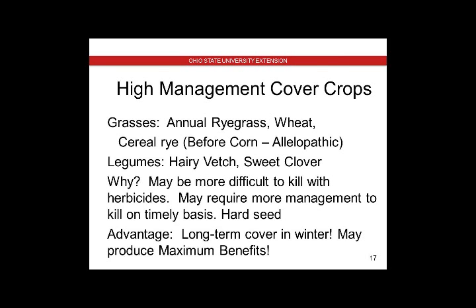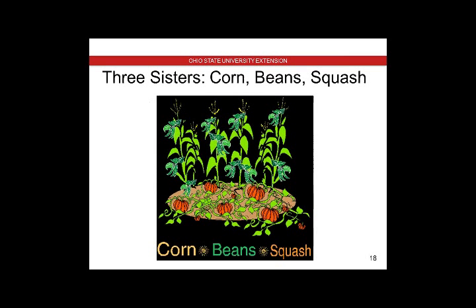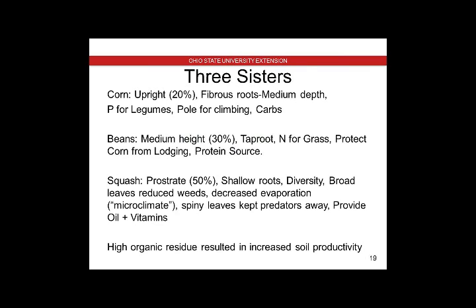Let's talk real briefly about the three sisters: corn, beans, and squash. This is what the Indians did. They used the corn. It was upright and had a fibrous root system for medium depth. It provided phosphorus for the legumes, and it was a pole for climbing for the beans. It gave carbohydrates to the Indians as a food source.